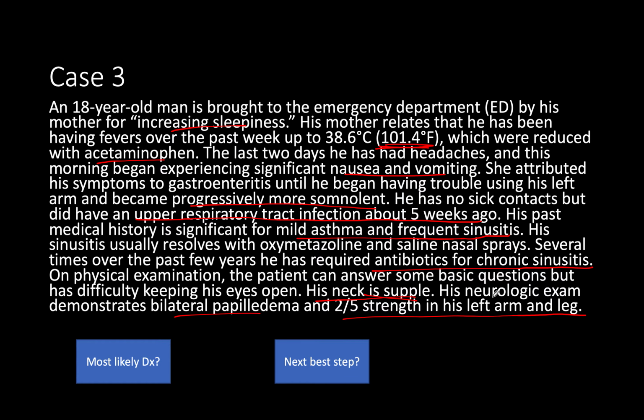All right, so next best step. CT. I like it. So, what would you expect to see on CT? Left arm and leg. Good. So, yeah, absolutely, I agree.